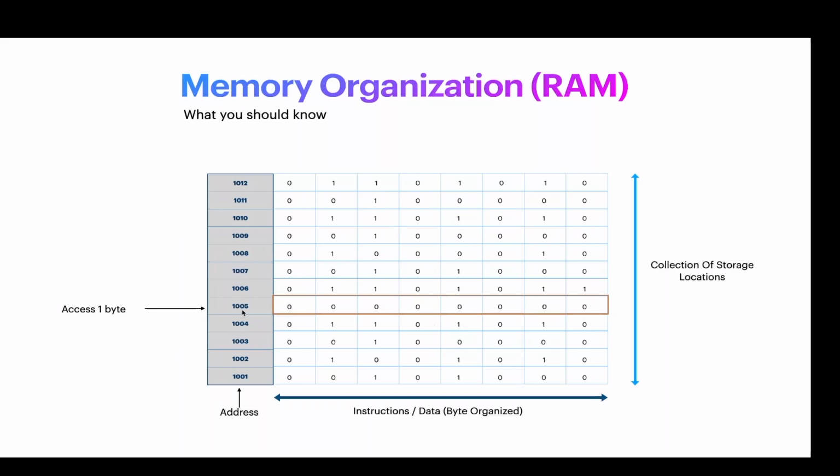Let's say you want to read 1 byte from memory location 1005. You go to the address 1005 and then retrieve 8 bits, or 1 byte, from that location. If you want to access 2 bytes, you go to the location 1005 and then access 2 bytes. If you want to read, let's say, 4 bytes, you go to the location that you want to read from and then you read 4 bytes from that location. That's how memory is organized, and that's how you access these memory locations.